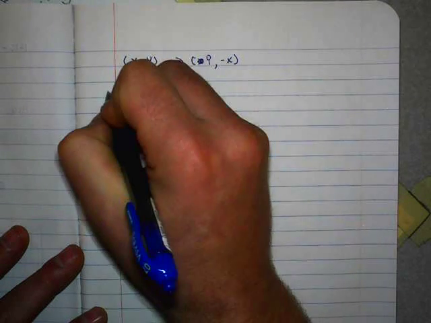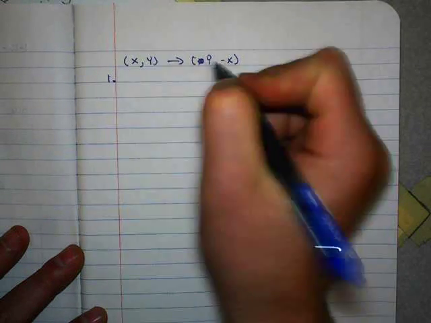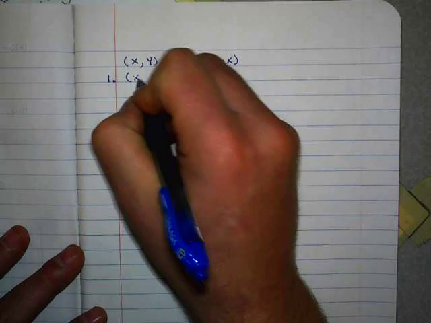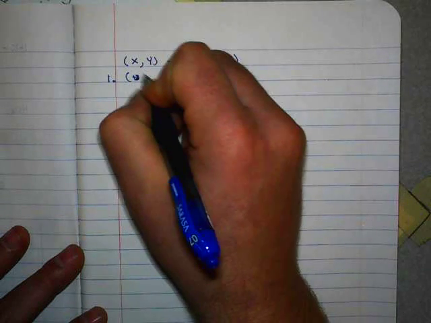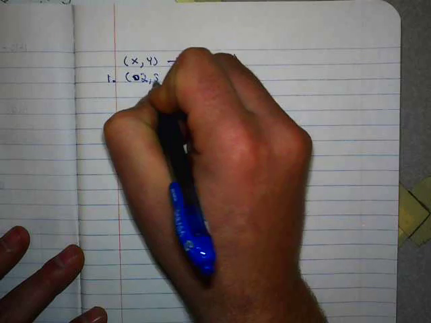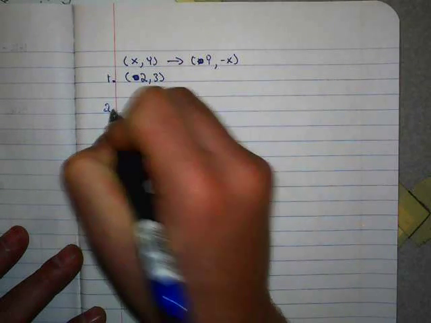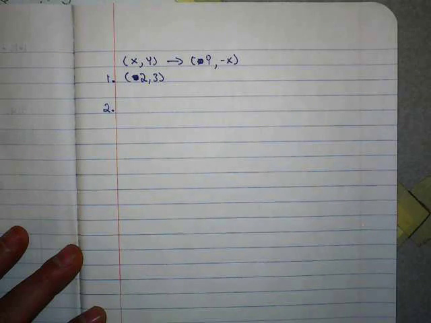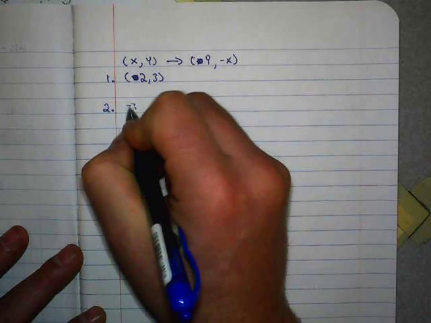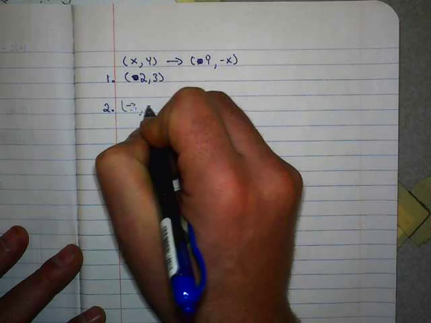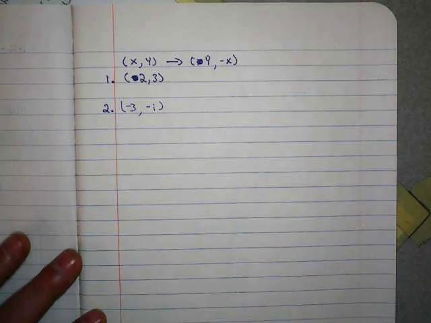So, that being said, here's what we got. I want you to convert number 1, we'll call it 2, 3. And we're going to do problem number 2. We'll call it negative 3 and negative 1. We're going to convert those 2 points.